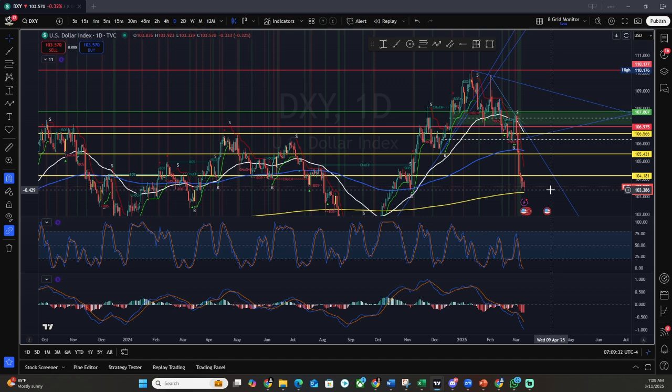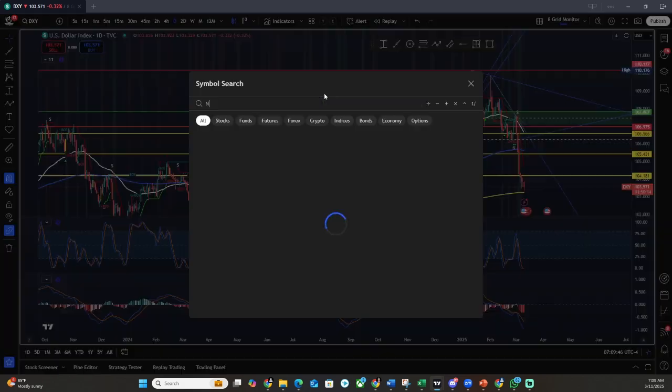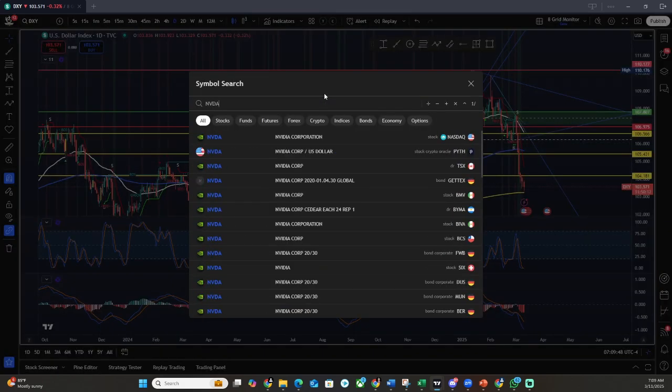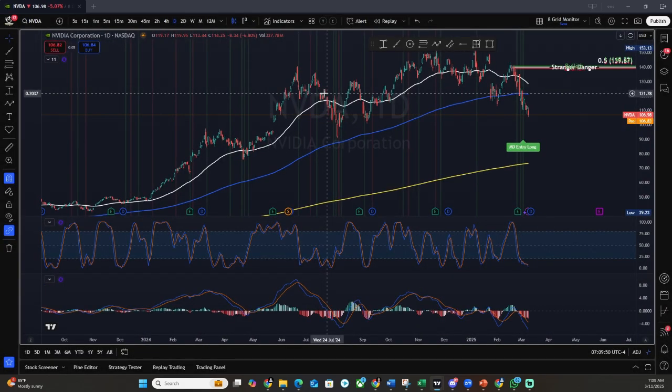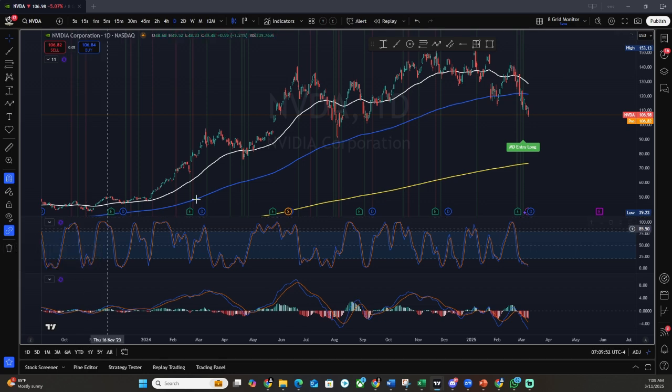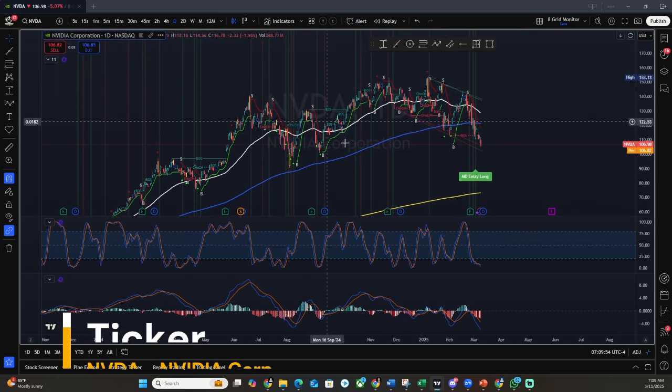Who is dropping us like this? Because the only ones that would be dropping us like that are the ones that have a lot of international exposure, if you really think about it, right? So let's take a peek at some major ones. Let's talk about Nvidia first. Nvidia is dropping. Kind of looks a little bit like the Qs with that double top action.